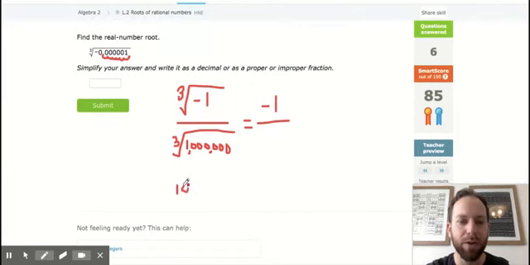If you do 100 times 100 times 100, that's the same number multiplied by itself 3 times. That's how you get 1 million, right? So what we have on bottom, the cube root of 1 million, is 100.